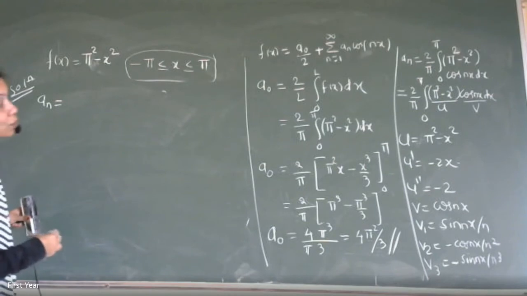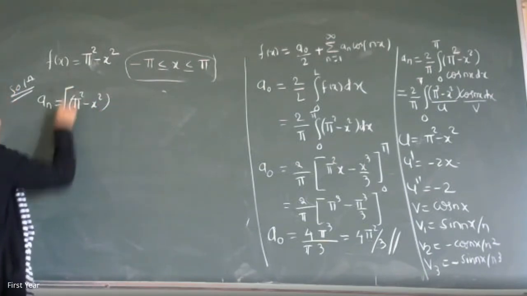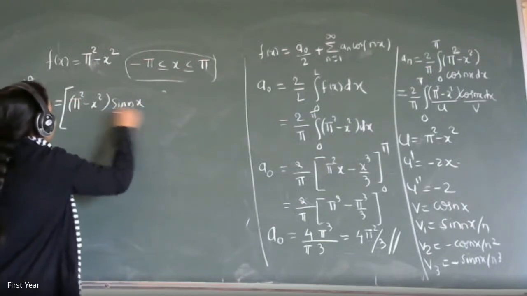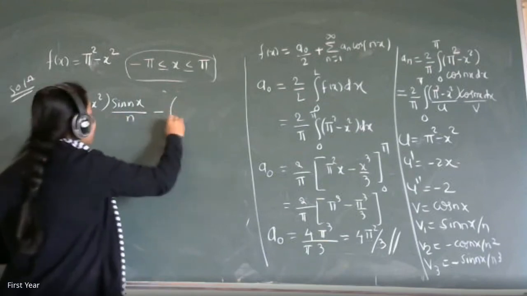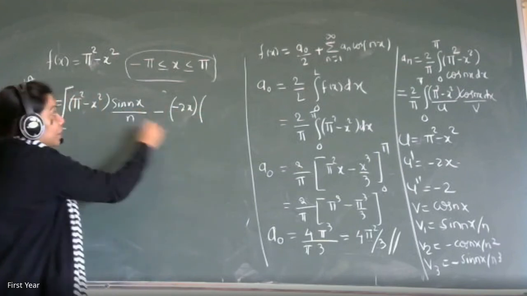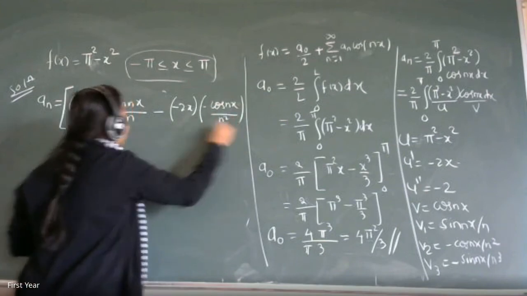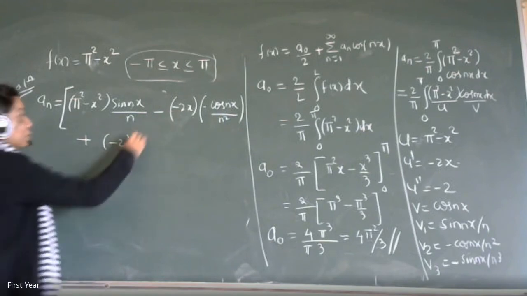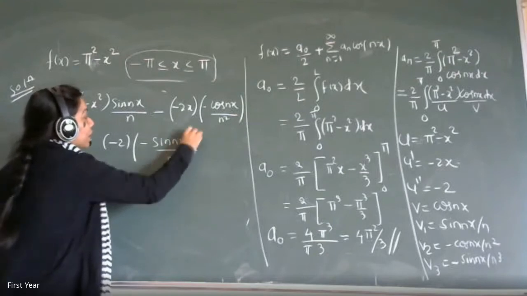So it is u, u is pi square minus x square, into v1. v1 is sin nx upon n, minus the first derivative u dash, that is minus 2x, into one more integration of this, that is minus cos nx upon n square. And then plus one more derivative of minus 2x, that is minus 2, and one more integration of minus sin nx, that is what we have written on the right hand side.